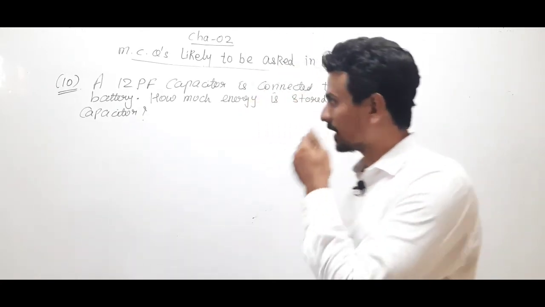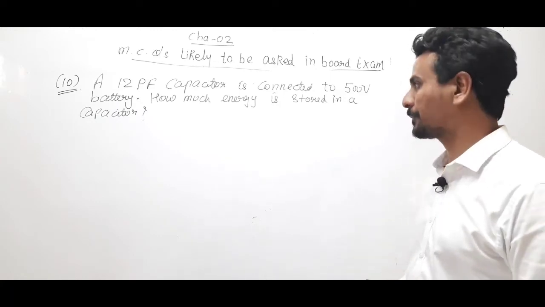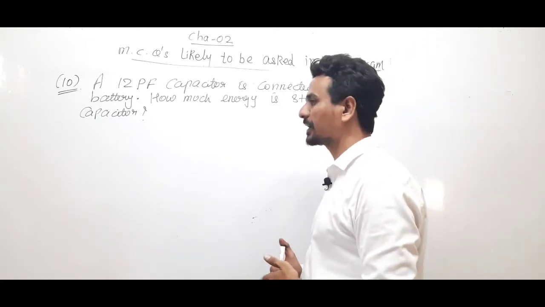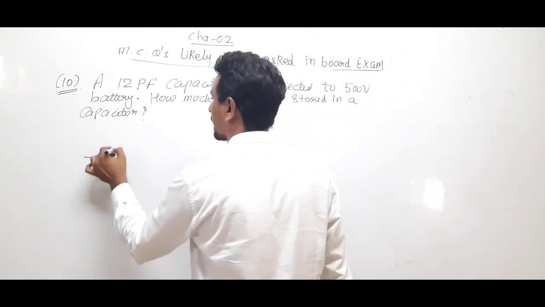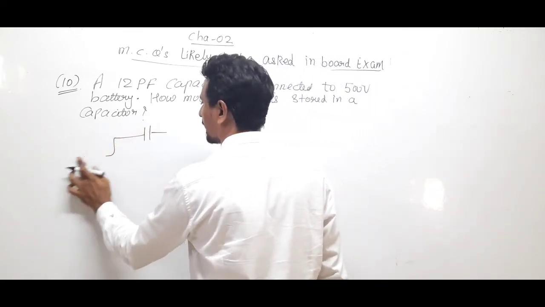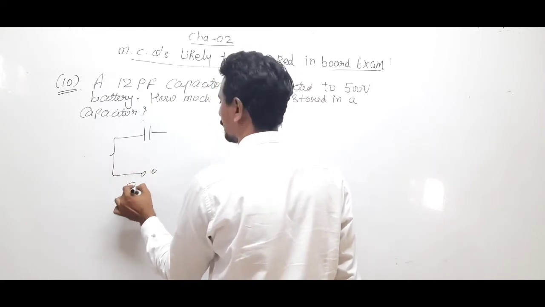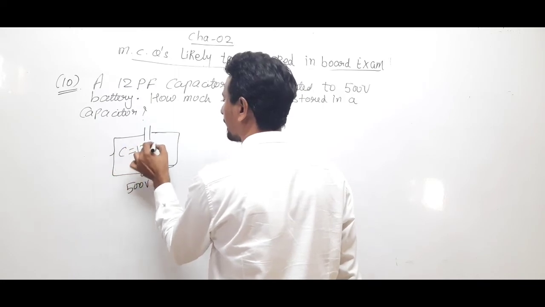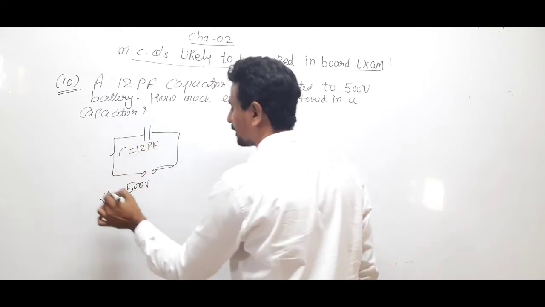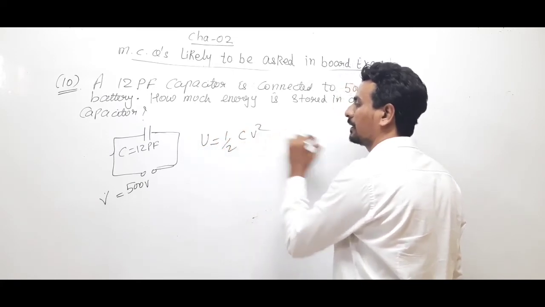10th one. A 12 picofarad capacitor is connected to a 500 volt battery. How much energy is stored in the capacitor? Again, this is a very easy question. C is given as 12 picofarad, V is given as 500 volt. So energy stored is half CV square.